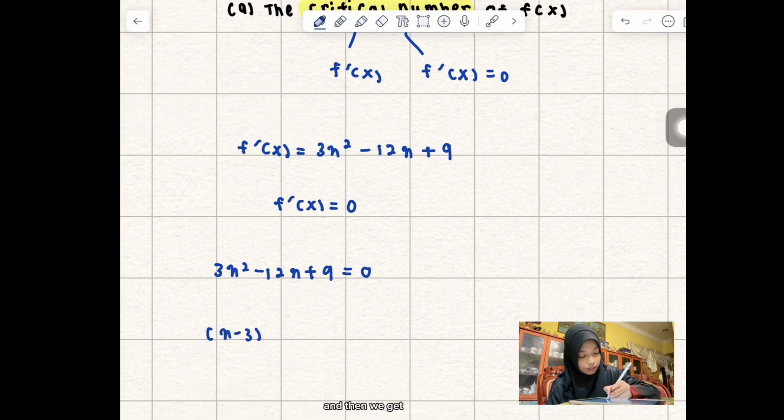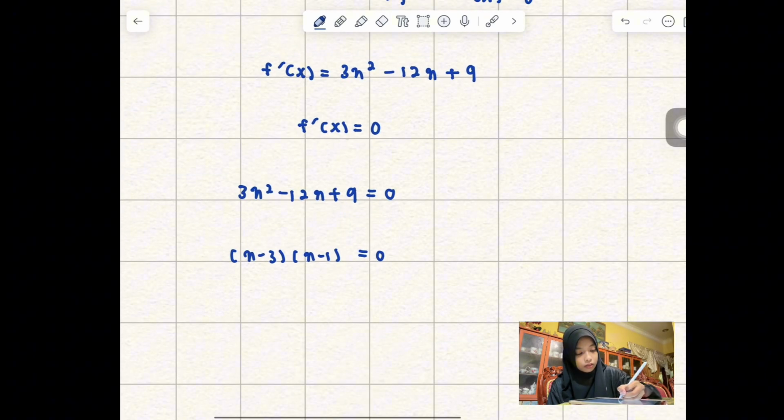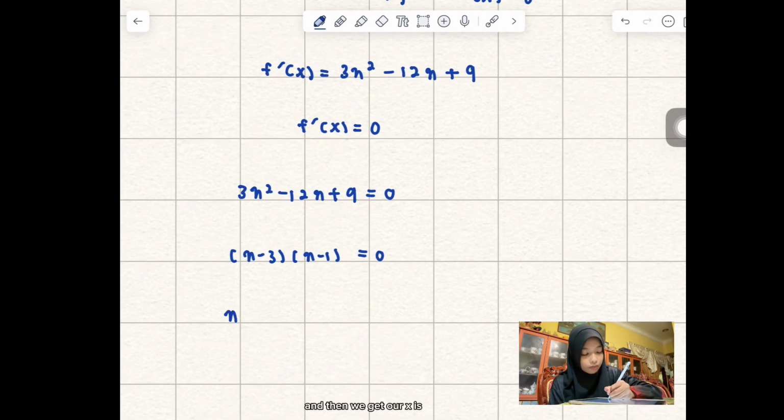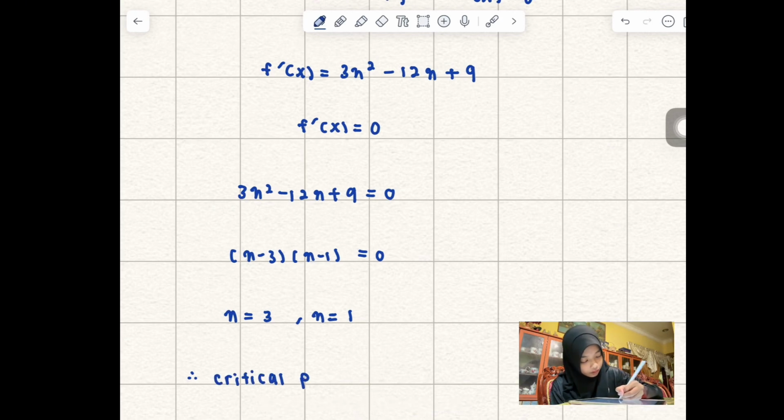And then we get (x minus 1)(x minus 3) equal to 0, so x equals 1 and x equals 3. So we conclude here our critical points are x equal to 1 and x equal to 3.